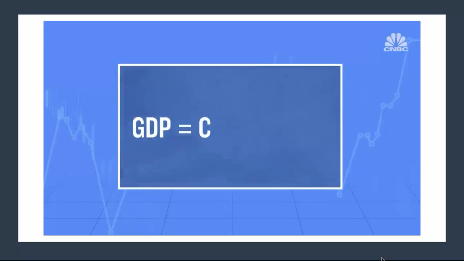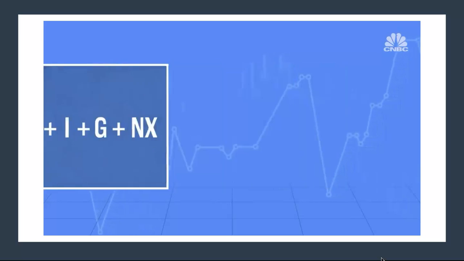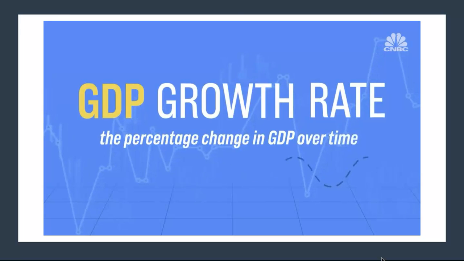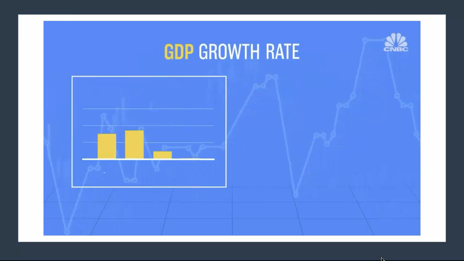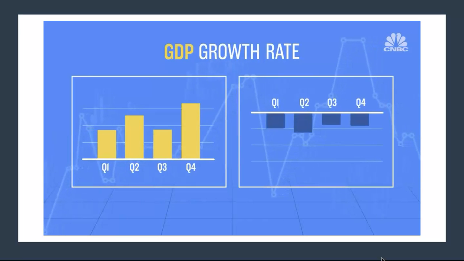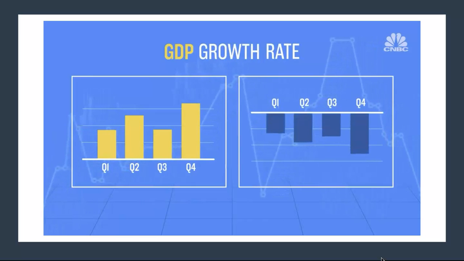But it's not just the sum of the equation people look at. You'll often hear about the GDP growth rate, or the percentage change in GDP over time. Generally, if an economy is healthy, GDP growth expands. If an economy is in bad shape, GDP growth contracts. Two consecutive quarters of negative GDP growth are referred to as a recession.